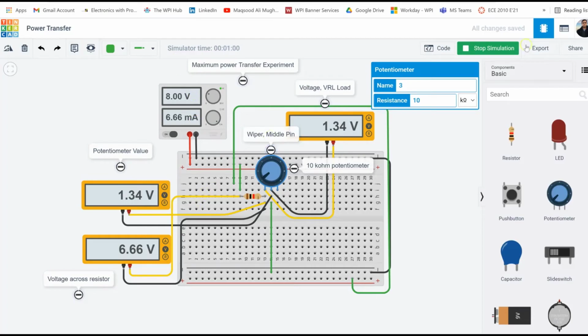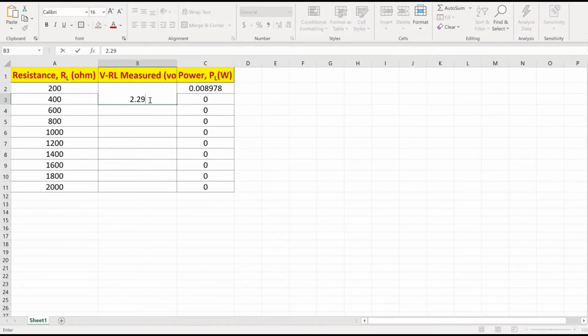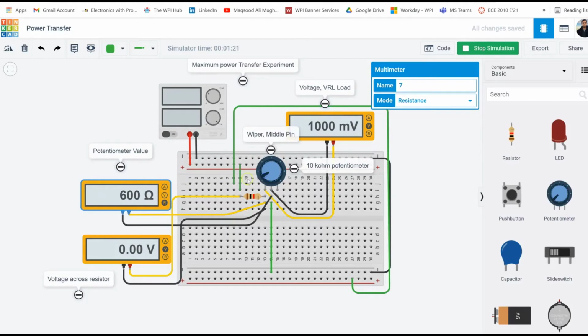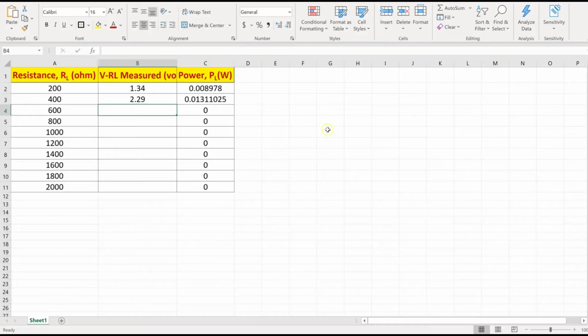Let's move on. I'm going to turn the power supply off again, and change the resistance to 400. Okay, let's go back to the voltage mode. Turn the power supply on. Take the readings: 2.29 volts this time. Let's do it again for 600 ohm. Let's change the resistance to 600. Now we move it back to the voltage mode, turn the power supply on, and this time 3 volts. So 3 volts here. I'm going to do it for the rest of the values as well.